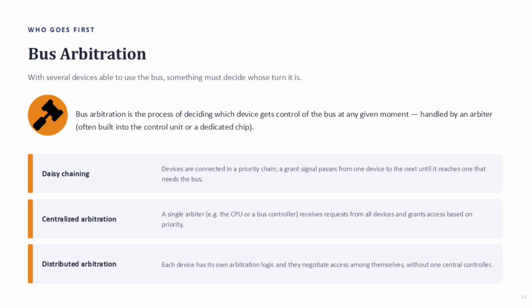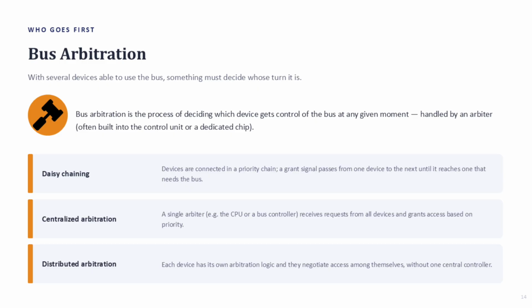If everyone tries to enter together, they will all block the doorway. Instead, someone decides who enters first. Only after one student passes does the next student get a turn. The shared computer bus works in exactly the same way.